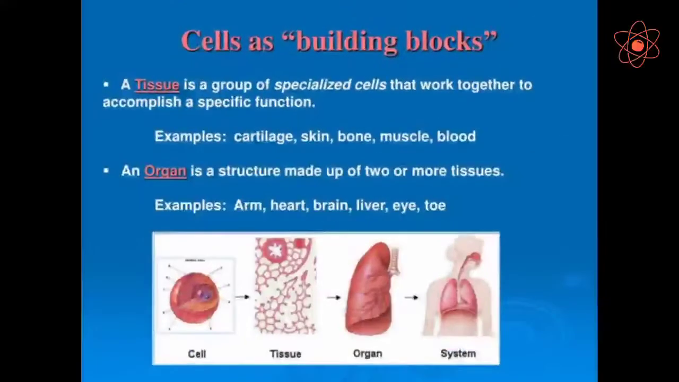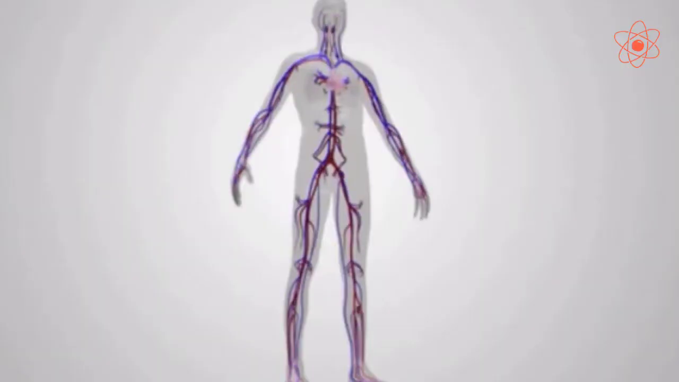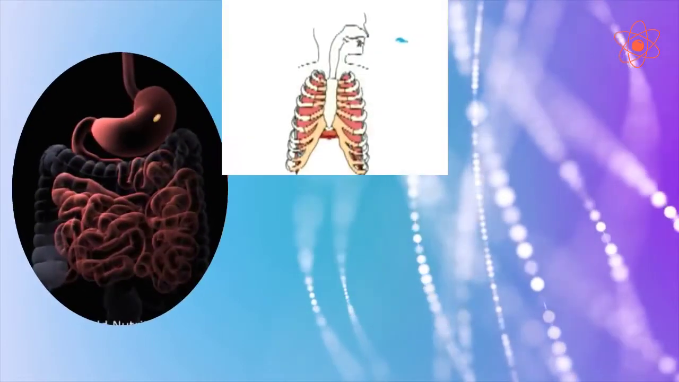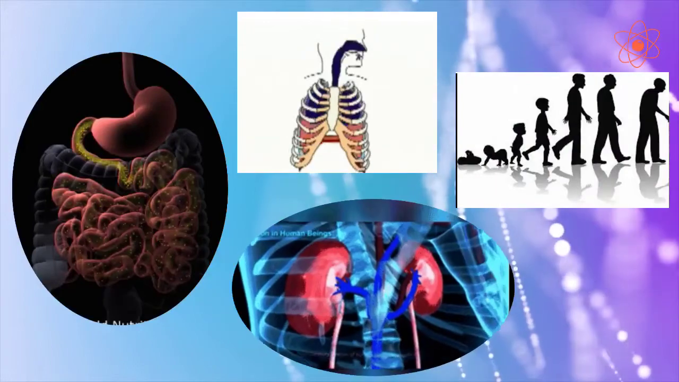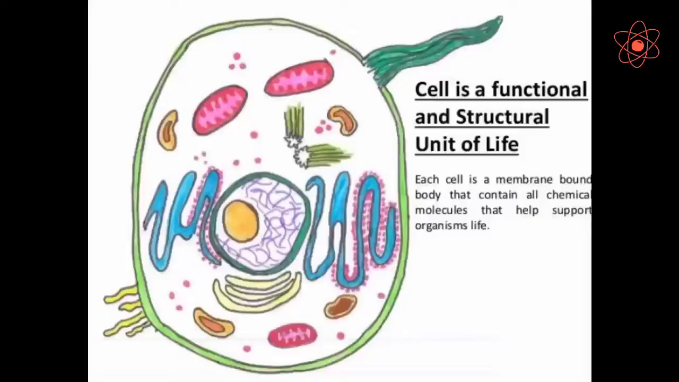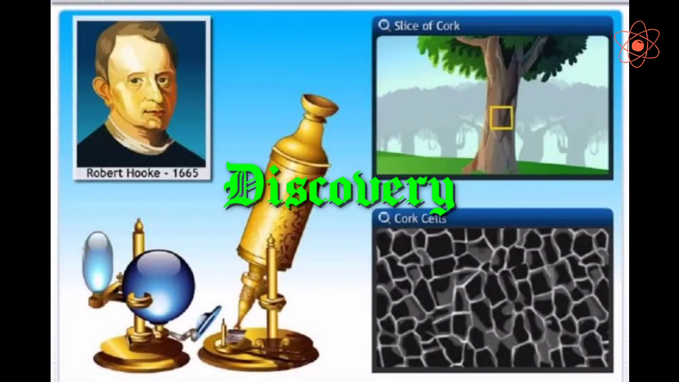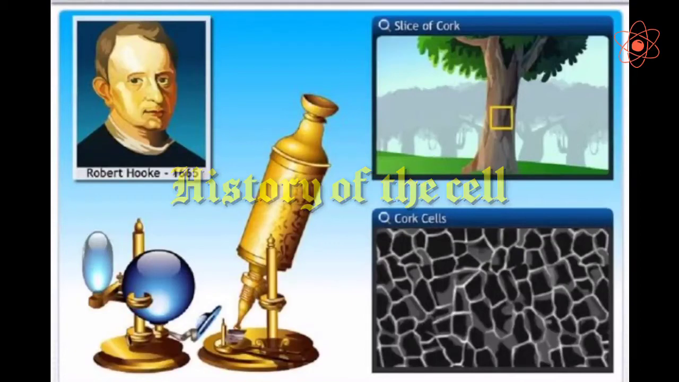Therefore, a cell is the building block or structural unit of an organism. Many important life processes of the body such as digestion, respiration, excretion and growth are carried out in the cell. So, it is also known as the functional unit of an organism. Now, let us know about discovery and history of the cell.